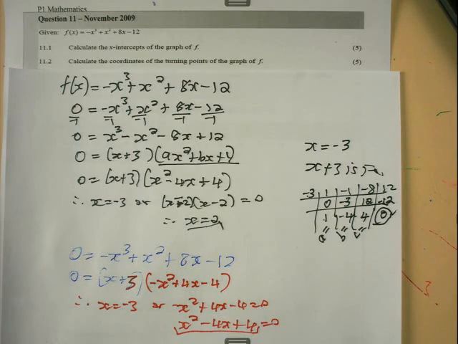Once you have the derivative, you let the derivative be 0. Thereafter, you do what? You solve for x. Once you have the x values, you substitute them where? In the original equation. It's very, very important.